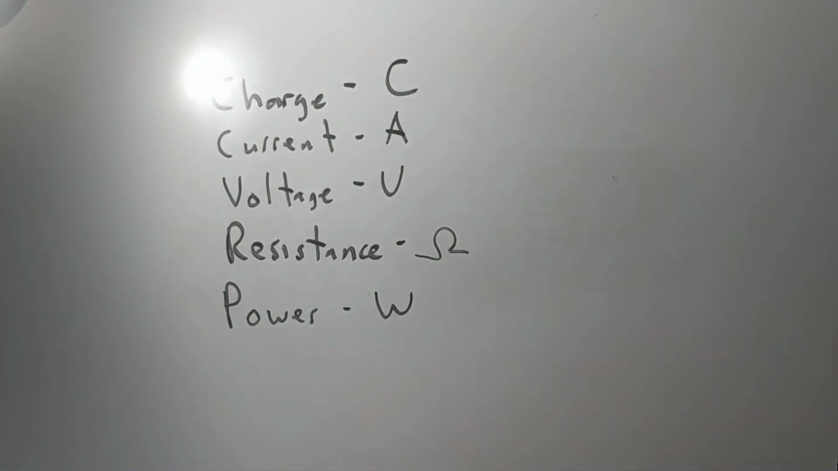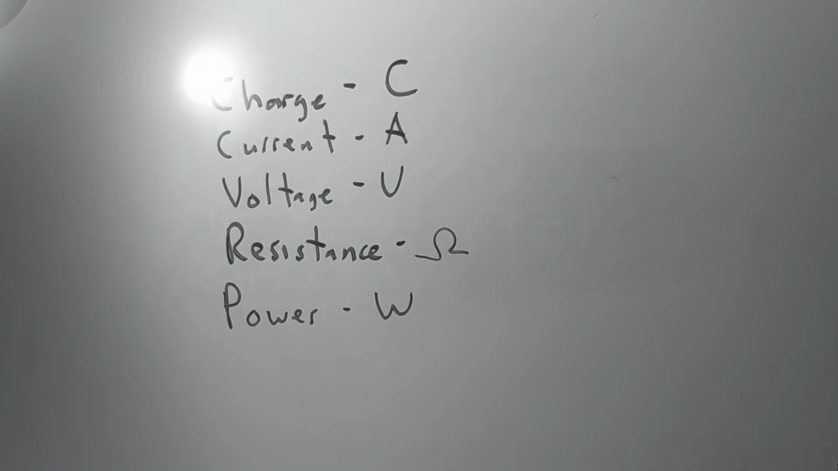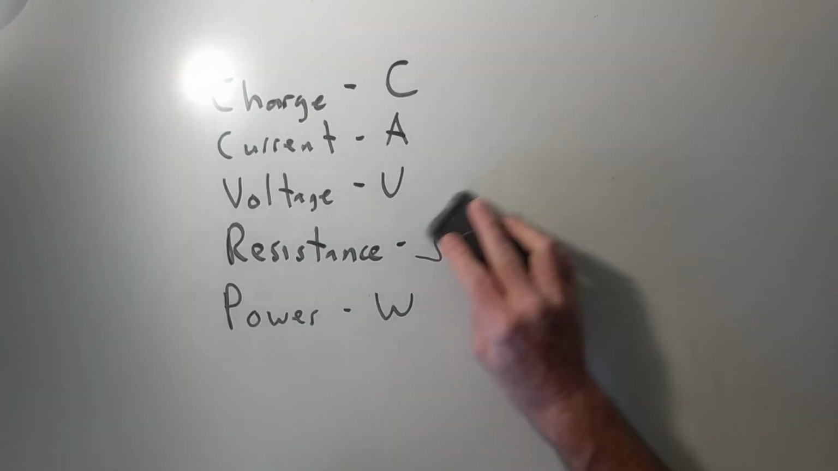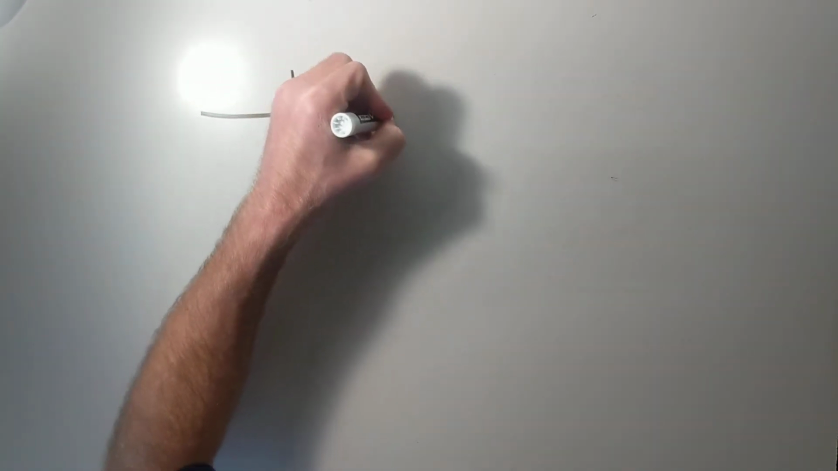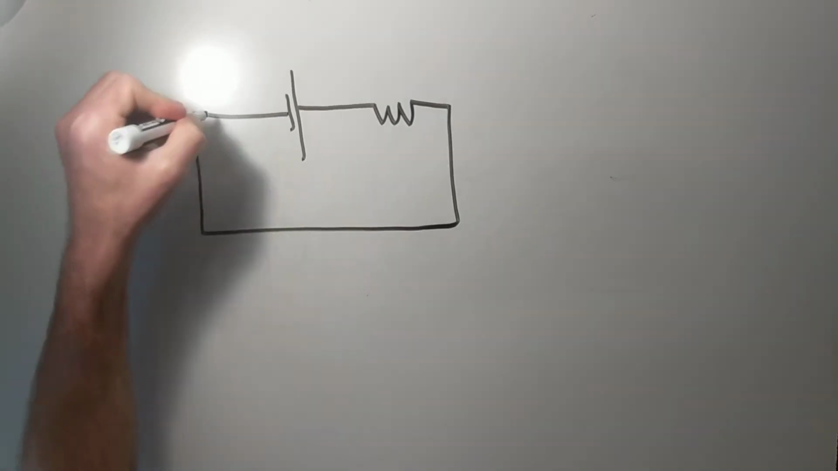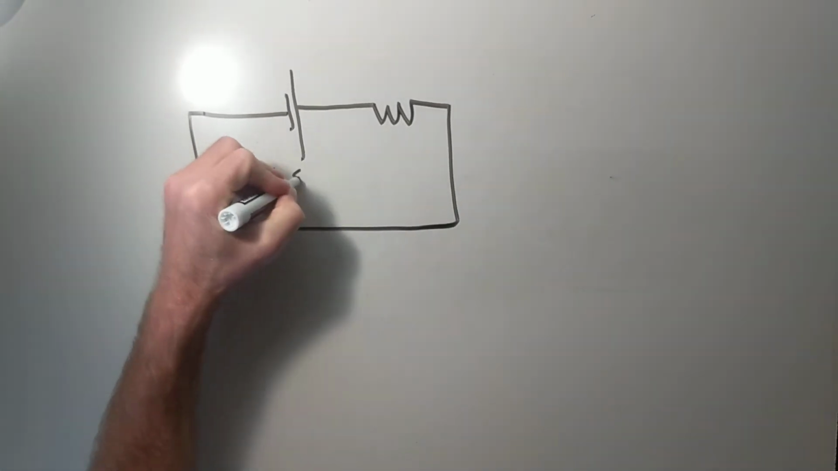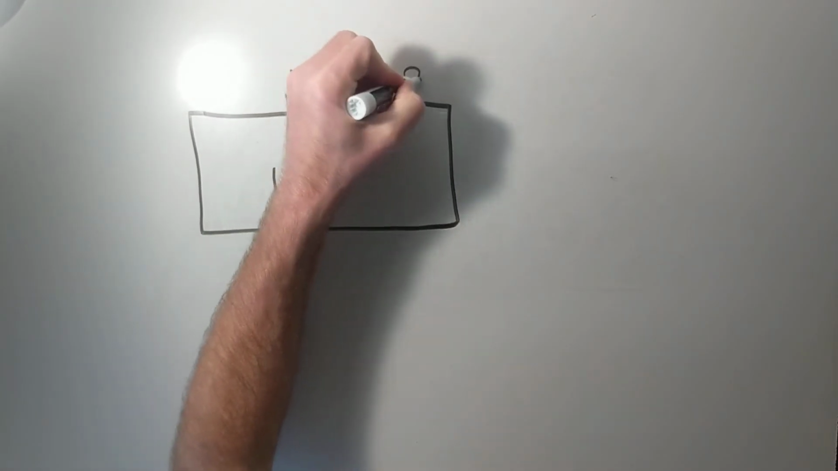So a lot of new units that we just kind of threw at you. So I just wanted to do a quick review. So charge, current, voltage, resistance, and power. But let's do a really simple problem here. So let's say we take, there's a battery, there's your resistor. So let's say we have a 1.5 volt battery, and this is a 10 ohm resistor.